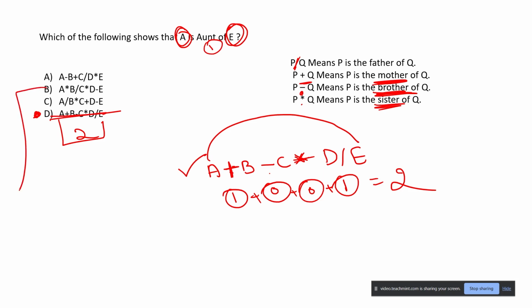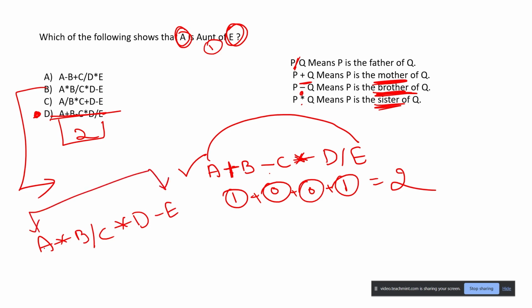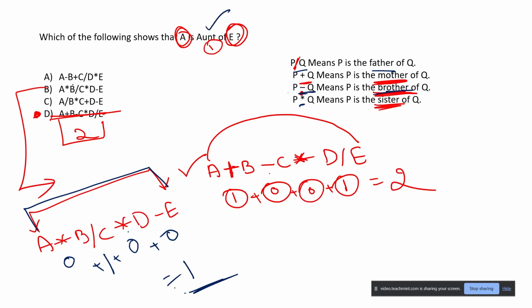Let's go with option B. So A into B by C into D minus E. Check the generation gap in between A and E. So first we are having into, which means sister. Next we are having by, which means father. Again into, sister, minus means brother. Again 0. Add all of them. You are going to get only 1. That means in between A and E, we are having only 1 generation gap. Yes, I want 1 generation gap. And I want female. So the only answer left out is B. So B is my answer.